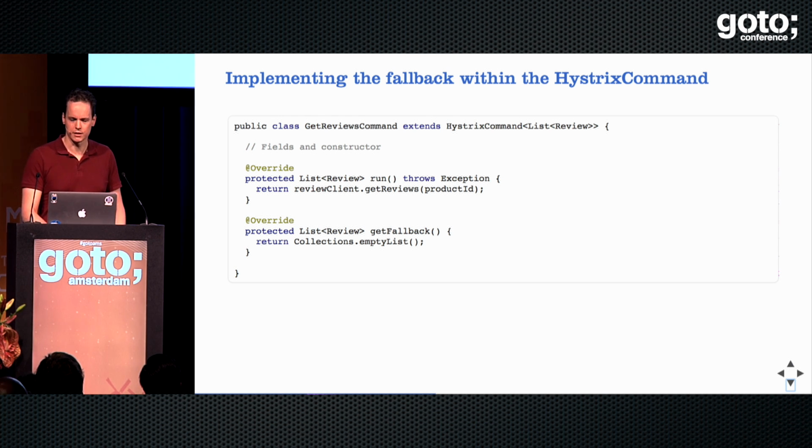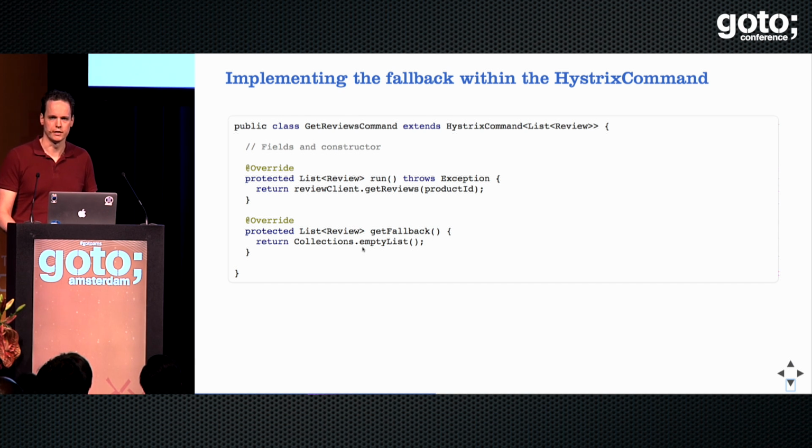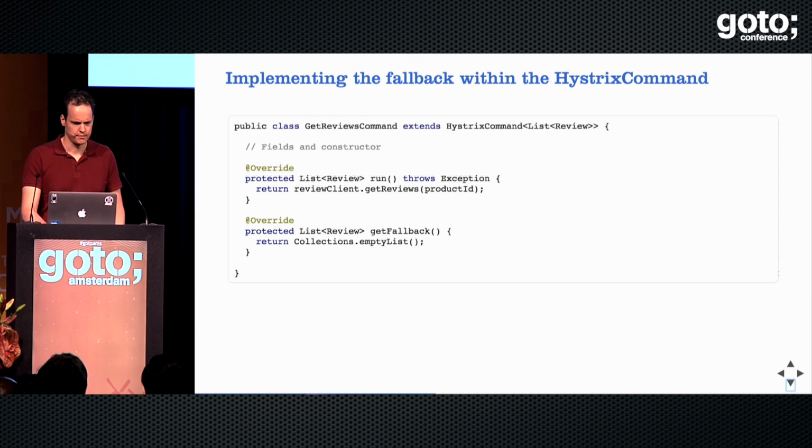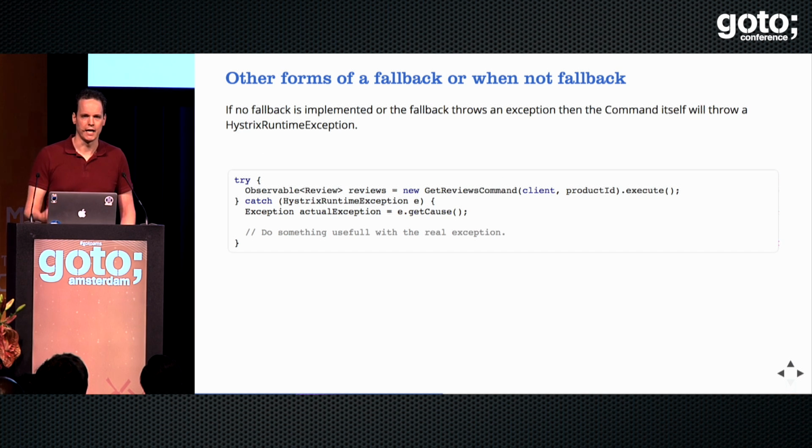So where do you implement this fallback? Again, we have this get reviews command, a Hystrix command that extends the Hystrix command, and you add this get fallback method. That's it. And in this case, we're returning an empty list. It's really simple. What if you don't have a fallback? Well, in that case, Hystrix will throw a Hystrix runtime exception. So you want to catch that somewhere, and to get the actual exception, you say exception get cause.